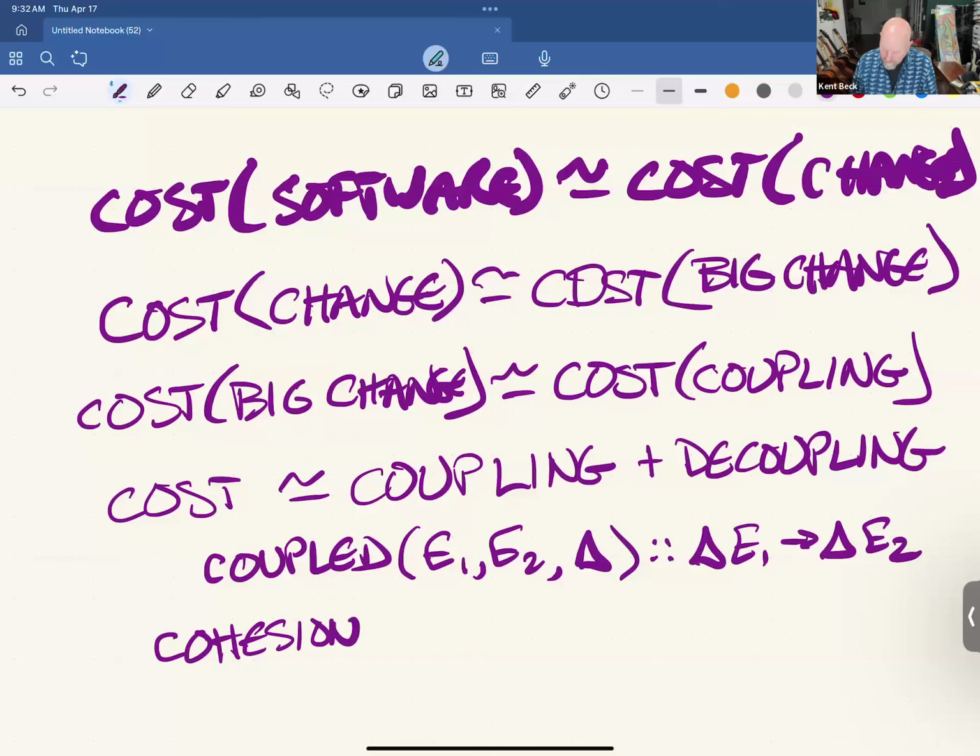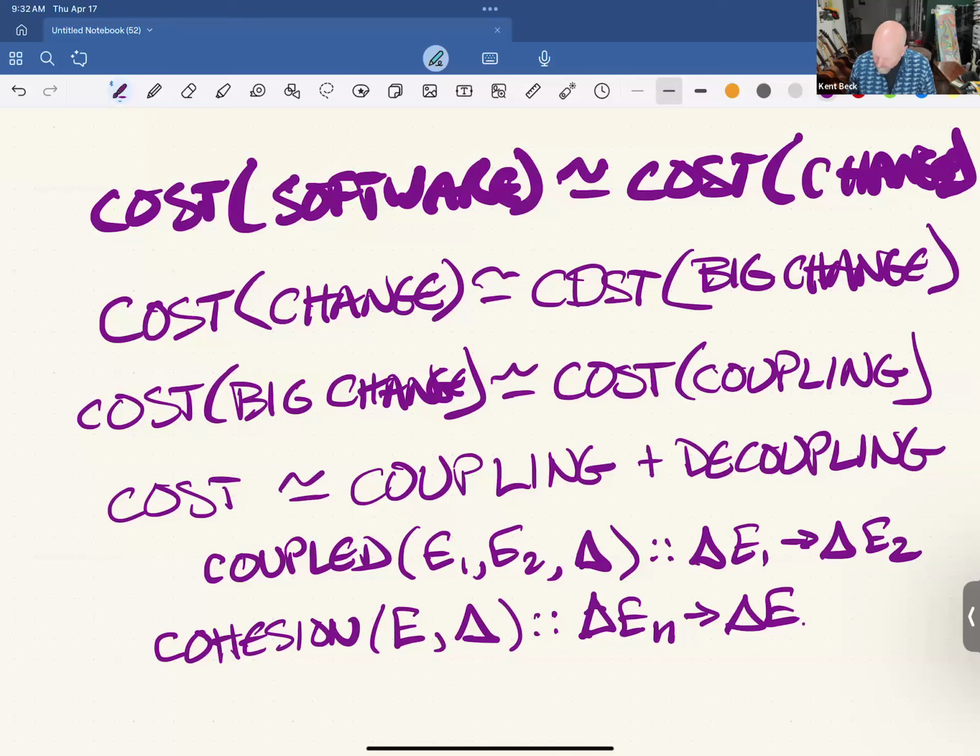and I'm just going to go with the definition first. An element, we're going to call it cohesive with respect to this change if changing any sub-element implies changing all the other sub-elements. I'm trying out a new formulation for this, so bear with me here.